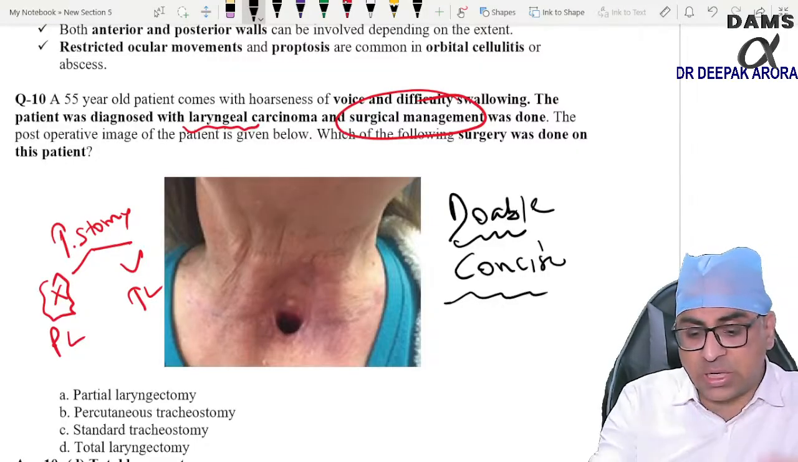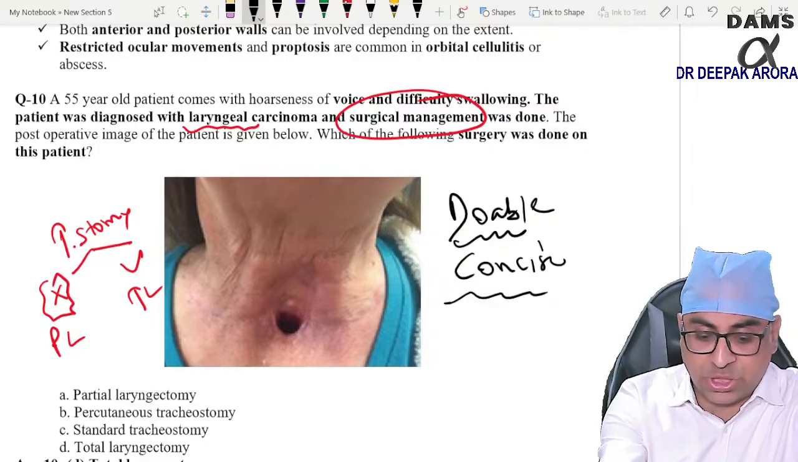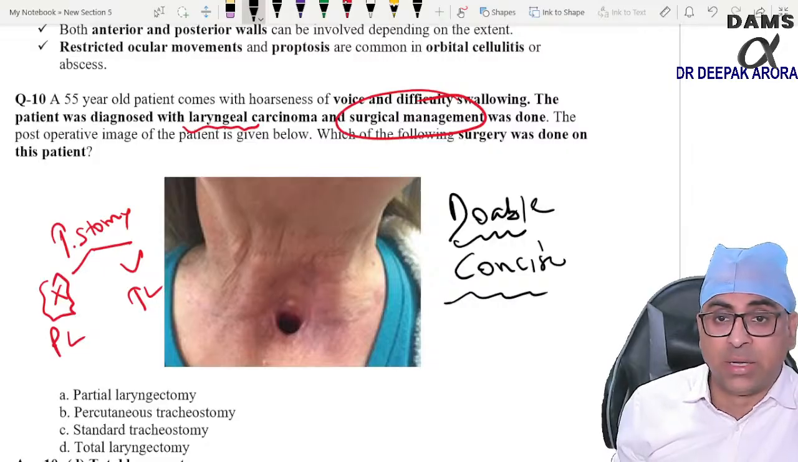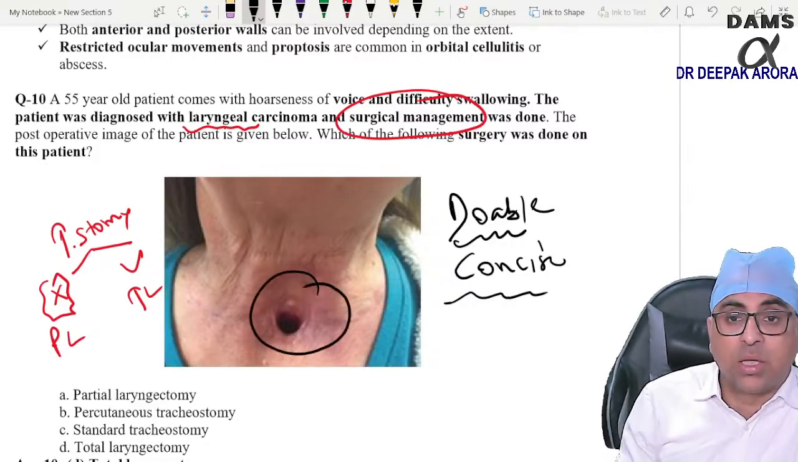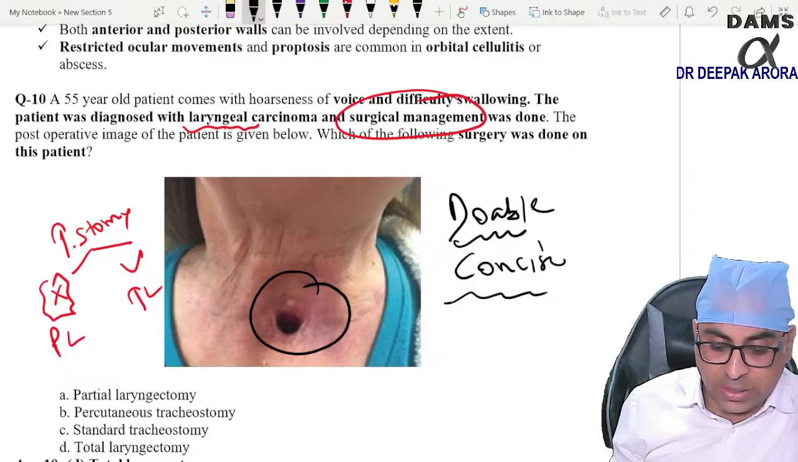Clear? In this surgical management, you tell me, what will be the treatment? This will be total laryngectomy. It cannot be partial. Is it clear? Because they have shown you an opening on the anterior wall. Opening on the anterior wall. Is it clear?